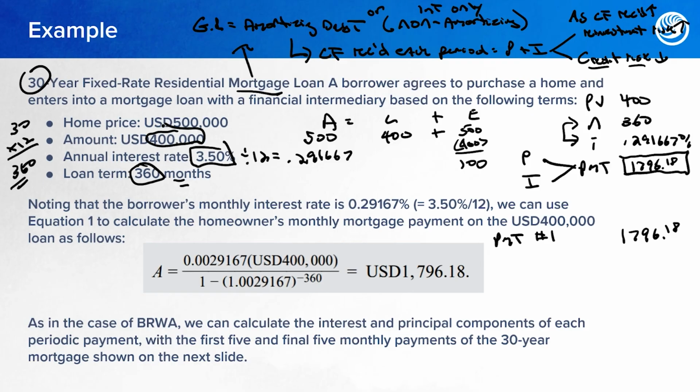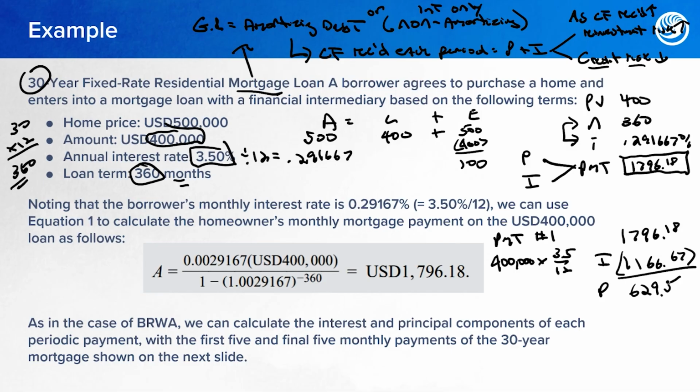Initial carrying value of the liability, 400,000. We haven't made any payments yet. So the initial carrying value, 400,000, times 3.5 over 12. How much of that first payment is for interest? Most of it, 1166.67. The balance is principal repayment, 629.51.